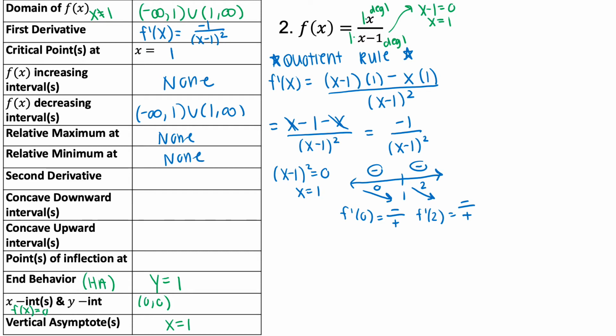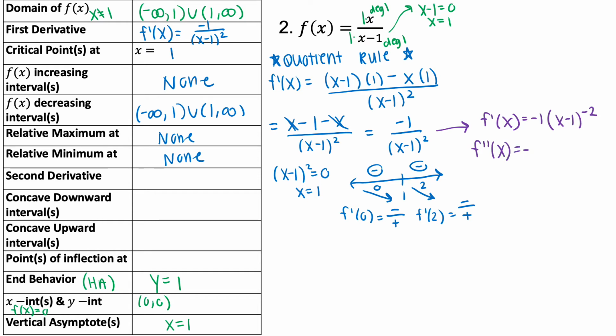Taking our second derivative, now when I go to take my second derivative, I'm going to actually rewrite my first derivative here as negative 1 times x minus 1 to the negative 2. The reason we're doing that is because I don't have a variable in my numerator, so now I can take the derivative just using the chain rule, whereas earlier when we had that variable in the numerator, we had to use the quotient rule.